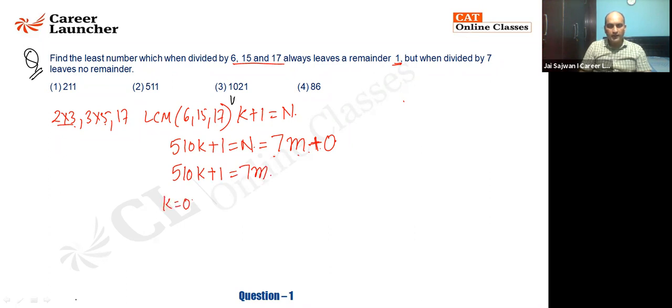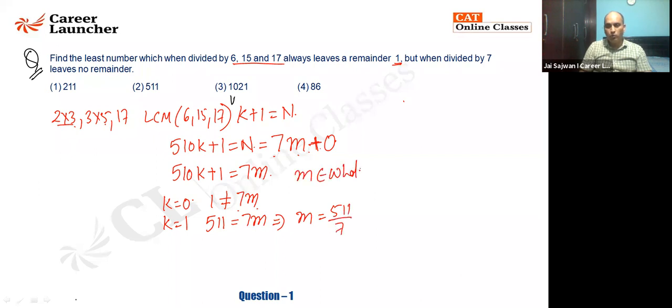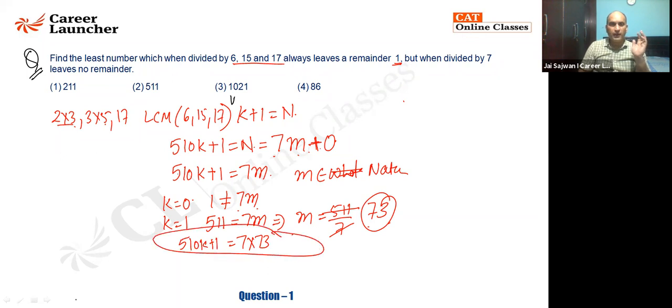So what I can do is put k equal to 0. 1 is not equal to 7m. It is not a multiple of 7. You put k equal to 1. This is 511 is equal to 7m. From this, I can say m is equal to 511 by 7 because you know m belongs to natural numbers, 0 नहीं आ सकता. तो देखते हैं 7 7s are 49, 7 3s are 21. It is 7 into 73, which is possible. 7 into 73 is also written as 510k plus 1. So the smallest number of them is coming out to be 511. That's your answer. Is that fine? Everyone got it correct. Good.